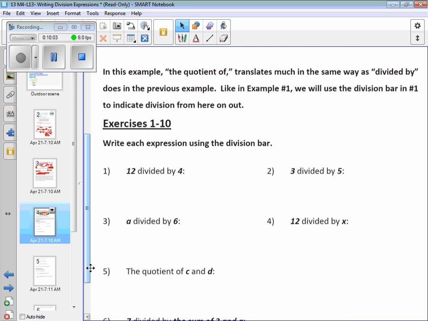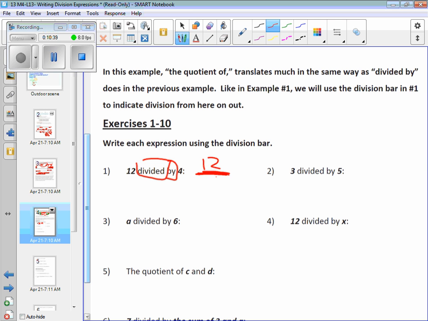Let's do the first 3 together, and then I'm going to tell you what your assignment is for the rest of class while I give back a ton of stuff to you. I have everything marked. When you see the words divided by or the quotient of, that's my bar. The way it appears in the sentence, for the most part, does not change. Top to bottom, 12 divided by 4, which is equal to 3.